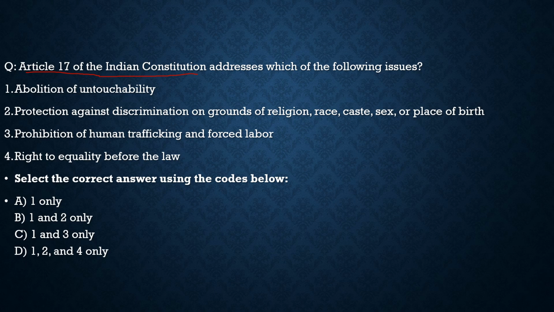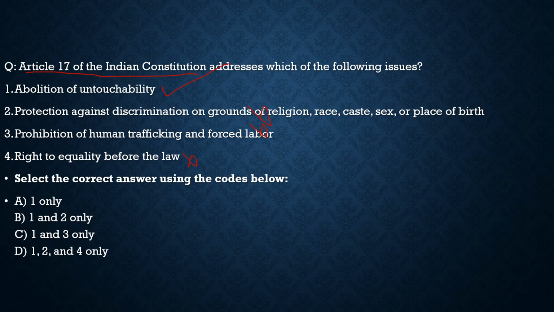Here, Article 17 of the Indian Constitution addresses which of the following issues? Abolition of untouchability, 100% correct. Protection against discrimination on grounds of religion, incorrect. Prohibition of human trafficking, incorrect. Equal right to equality before law, this is also incorrect. So with respect to this question, the correct statement is abolition of untouchability. Giving equal status to every citizen in India.